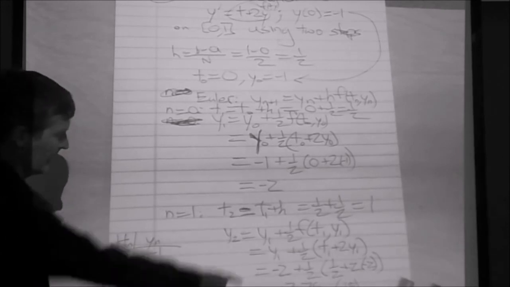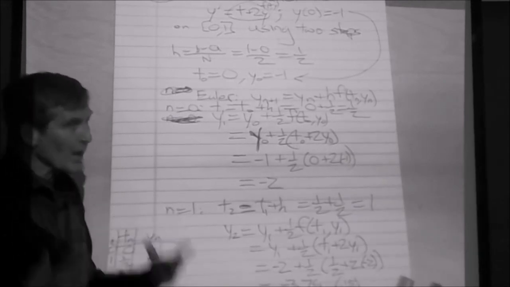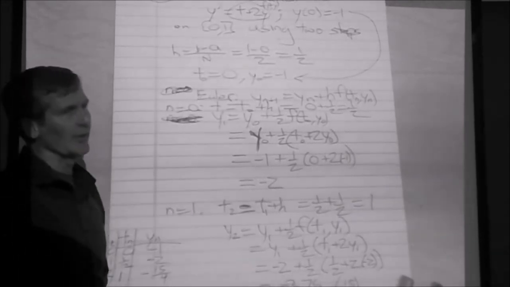And we can summarize this saying here's n versus t n versus y n. Here's the initial condition. N equals 0, we get t0, y0 that we started with, right? 0, minus 1. At n equals 1, we got t1 is 1/2 and y1 was minus 2. And then when n equals 2, we get to the end of the interval, t2 equals 1, right? And y2 was minus 15/4. This table gives 3 points that are supposed to approximately lie on the actual solution of this. Because they're tangent line approximations, they're not exact usually.